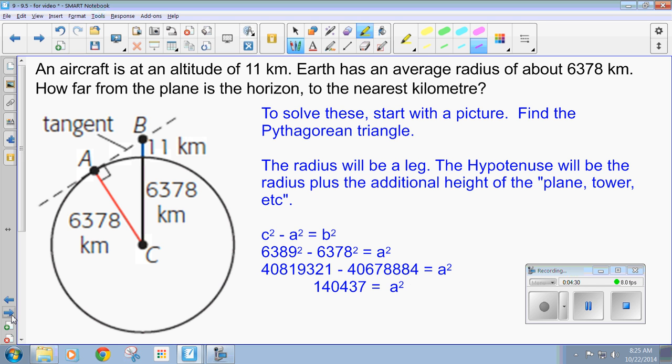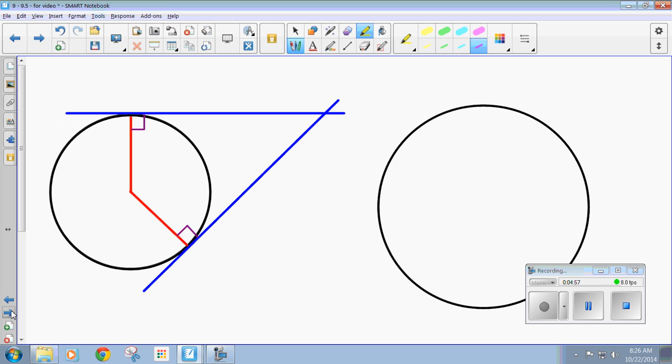We need to take the root of both sides, the root of 140,437 and the root of a squared, to leave us with just a, and 374 kilometers. This number, 374.7 kilometers, is the distance from the tangent out to the external point.